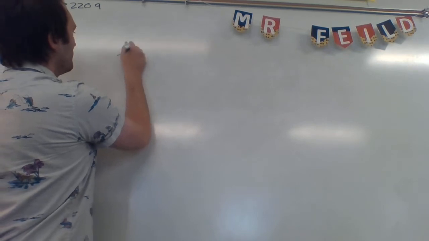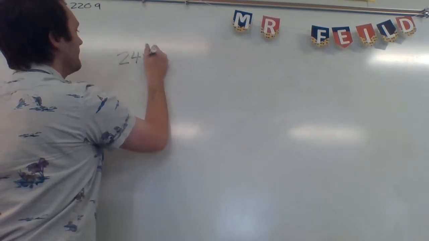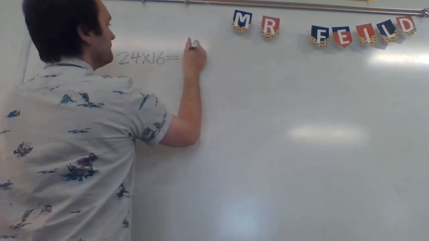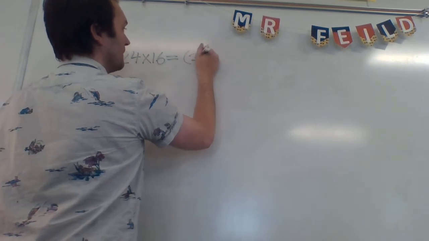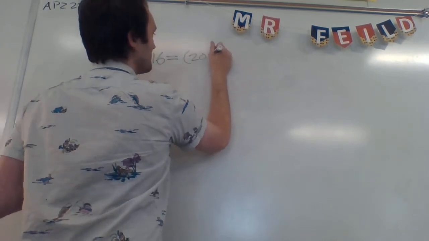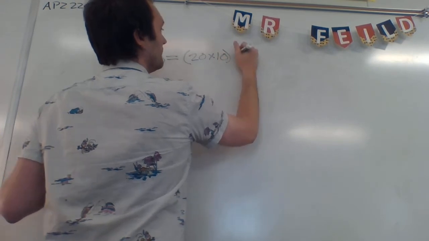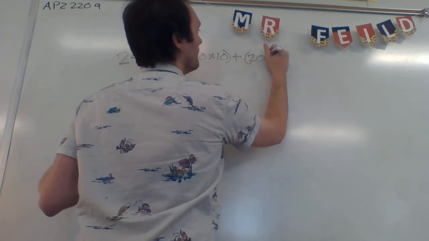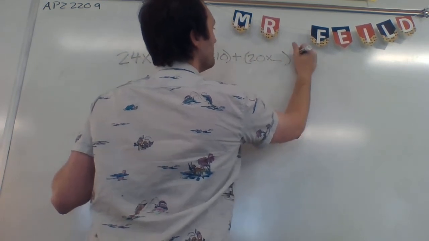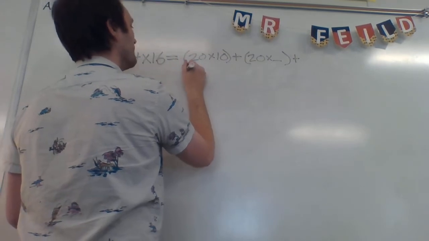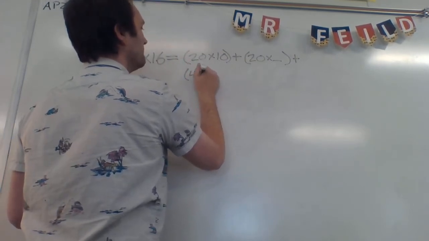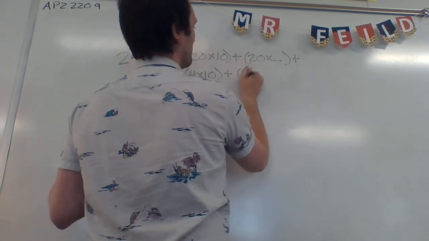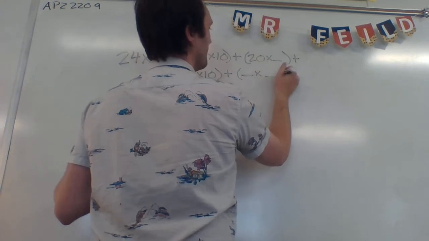I got 24 groups of 16 is the same as, parenthesis, 20 groups of 10 plus 20 groups of blank plus 4 groups of 10 plus blank groups of blank.